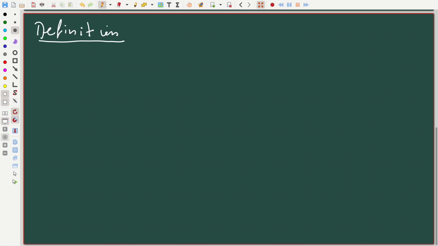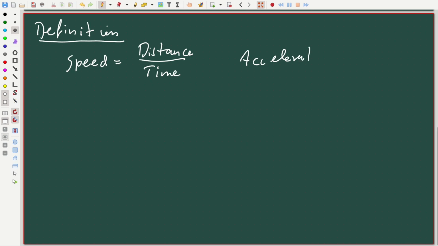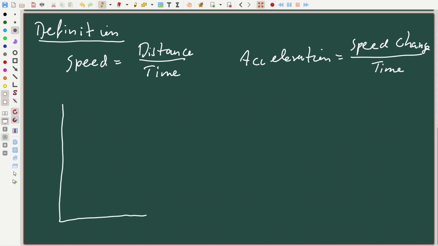When we take a look at the speed, which we have defined already before, we said that this is actually distance over time. And in the same way, now we can define acceleration as speed change over time. We can also quantify this now with the help of the so-called VT diagram.